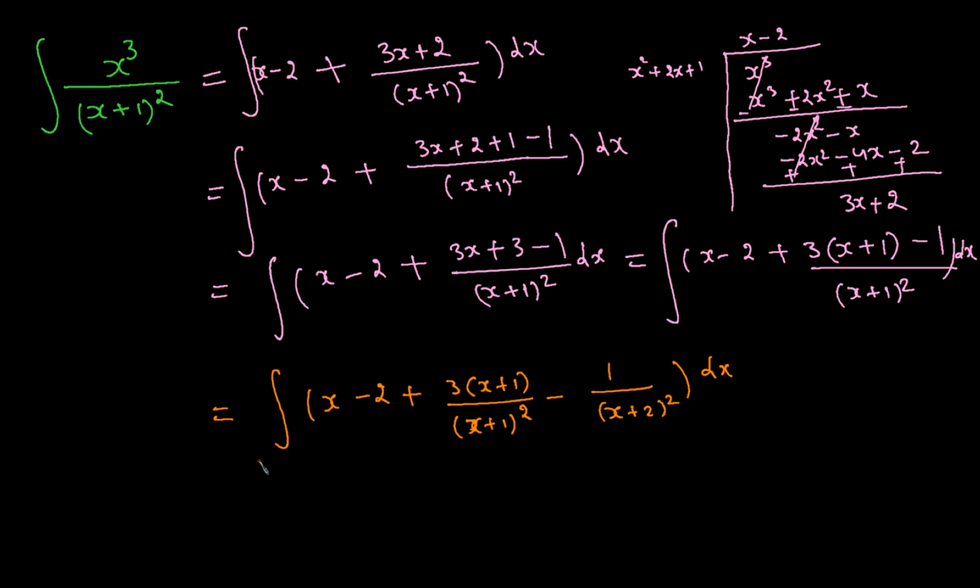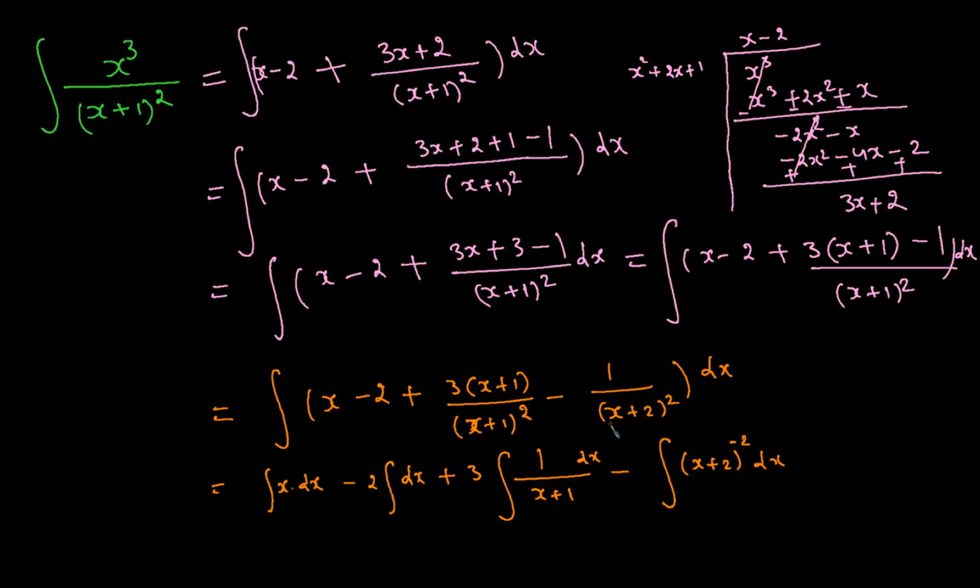Right, and now we're gonna do the integrals. Okay, so let's write them over here. Integration of x dx, integration, I'm gonna take 2 out, just dx, plus 3 integration of x plus 1 will cancel 1 of the power over here. That'll give me 1 over x plus 1, minus integration of, I'm gonna take it to the numerator, x plus 1 raised to power negative 2 dx.